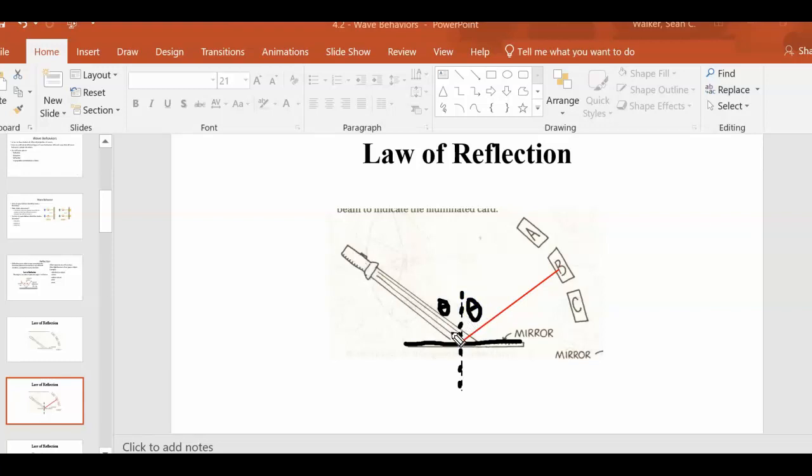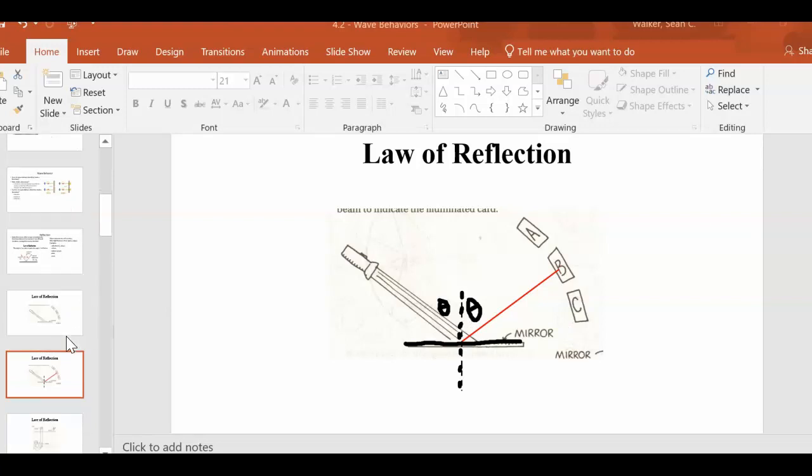So it's going to hit the surface, and it's going to bounce out at the same angle relative to that dotted normal line, and it's going to hit mirror B. Okay, so that's it for reflection. All right, pause there if you need to look at that some more.